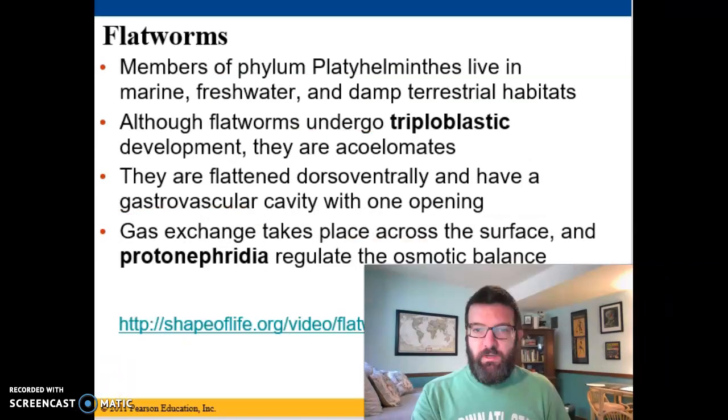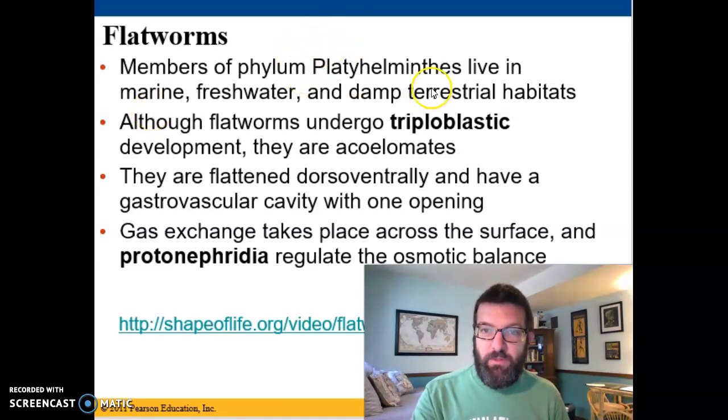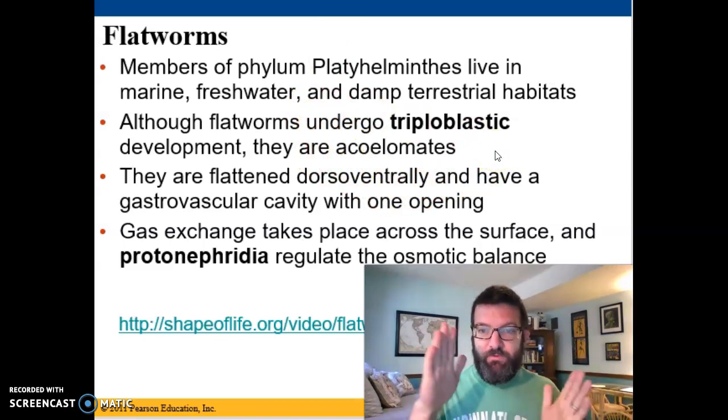We're going to start with the simplest phylum, which are the flatworms, or platyhelminthes, which I do want you to know. And these are triploblastic, unlike cnidarians, which are diploblastic, or porifera, which have no tissue at all. But they do not have coeloms. They are acoelomates, so they don't have a pseudocoelom or a true coelom. They're flat.